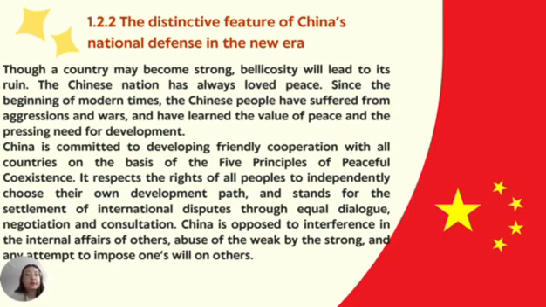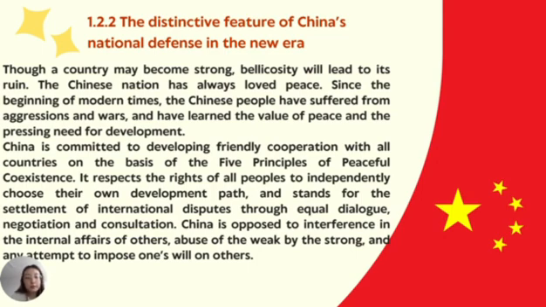Next is the distinctive feature of China's national defense in the new era. Though a country may become strong, bellicosity will lead to its ruin. The Chinese nation has always loved peace. Since the beginning of modern times, the Chinese people have suffered from aggression and wars and have learned the value of peace and the pressing need for development. Therefore, China will never inflict such suffering on any other country.